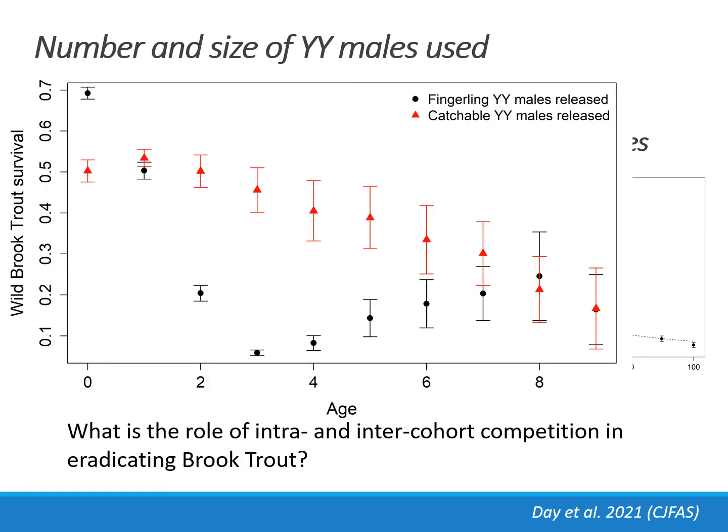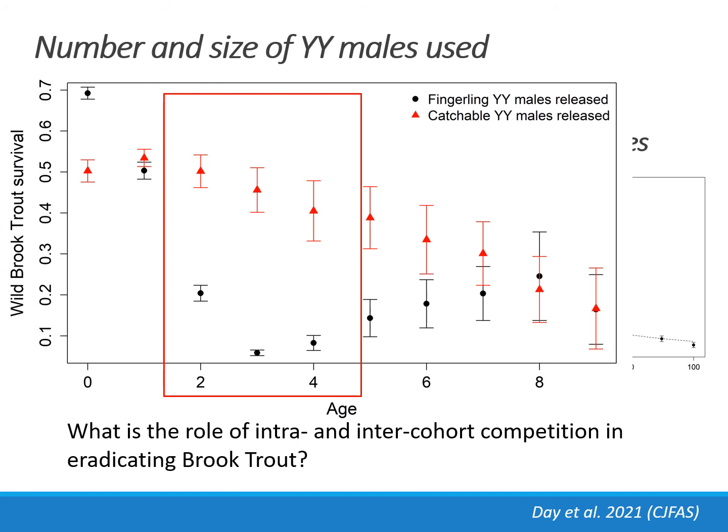So I wanted to look into this question of inter-cohort competition a little further. And so I looked at survival of different age classes. You've got age on the x-axis here and survival of wild brook trout on the y-axis. And there's a lot going on here, but what I want to focus in on is this area right here, ages 2 to 4. When we used fingerling YY males, there was a lot more competitive effect, a lot lower survival on these younger size classes than when we used catchable YY males. And that was the difference.